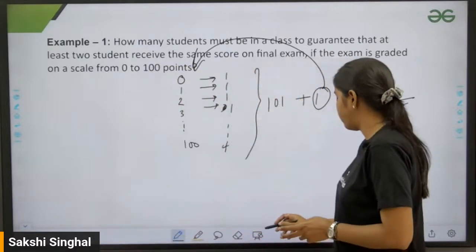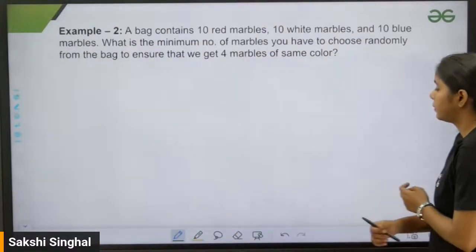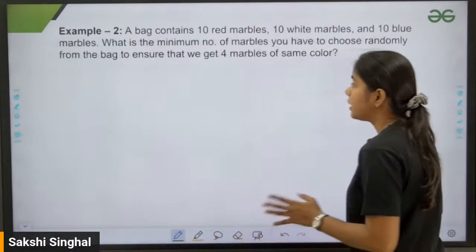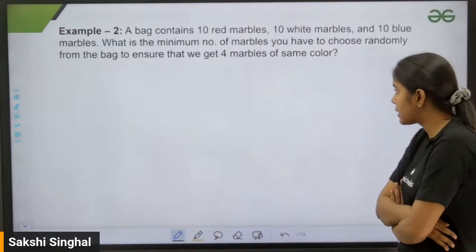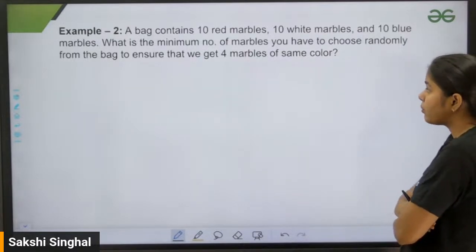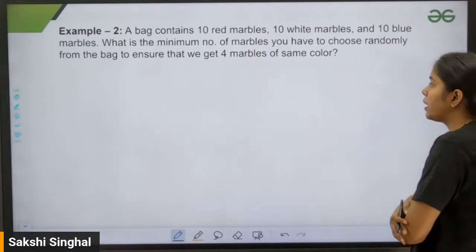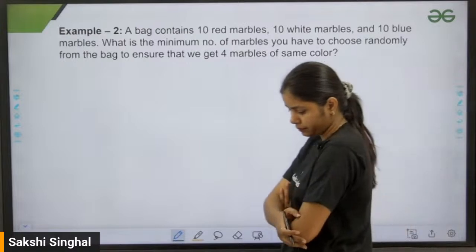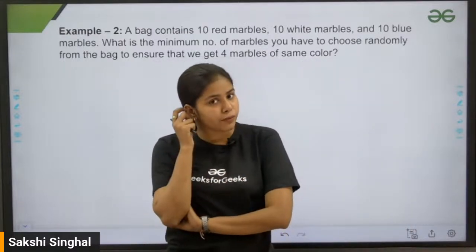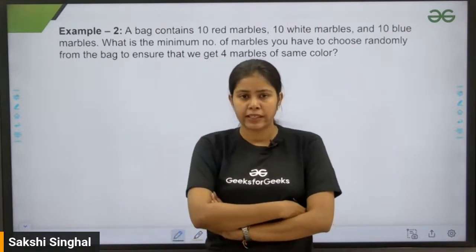Okay, so let's move forward. Let's move to the next question. Yeah, we have solved this. Let's just try this question. A bag contains 10 red marbles, 10 white marbles, and 10 blue marbles. What is the minimum number of marbles you have to choose from the bag to ensure that we get 4 marbles of the same color? So that means for at least one color, we get 4 marbles of the same color. How would you find out? Could you please try this once?